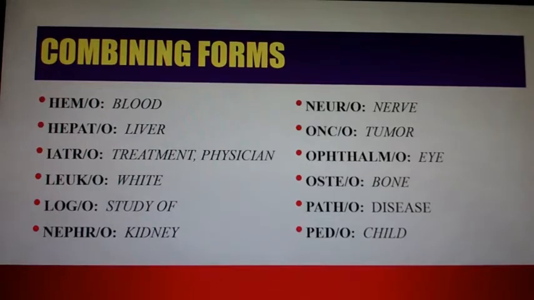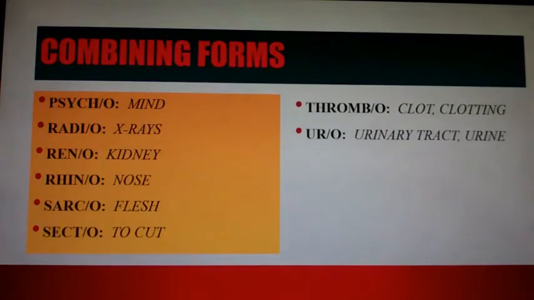Osteo, bone. Patho, disease. Pedo, child. Psycho, mind. Radio, x-rays. Reno, kidney. Remember, there are actually two forms for kidney. There's nephro and then there's reno. One I think is Greek and the other is Latin. They use them in two different ways, so it's not actually as confusing as you would think. They'll get into that more later.